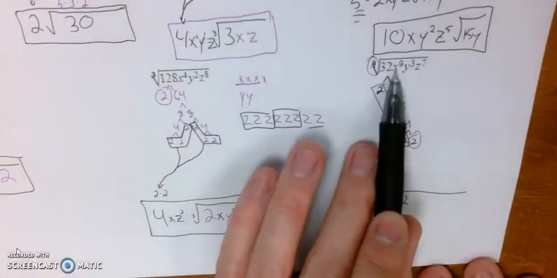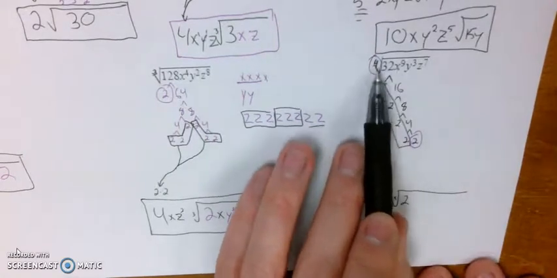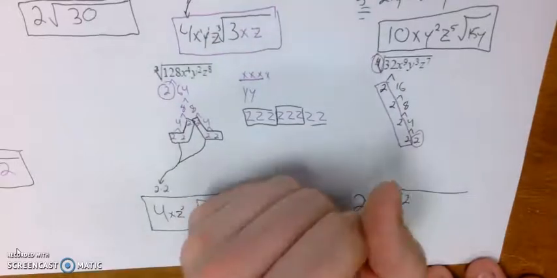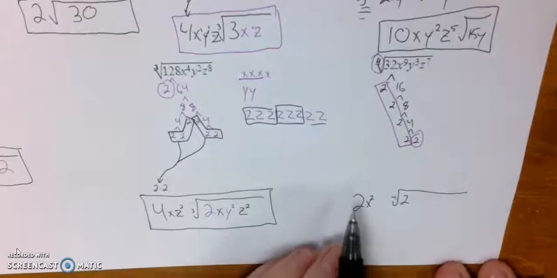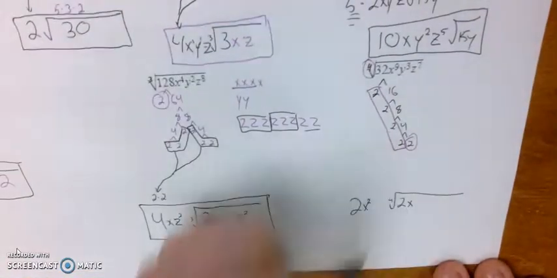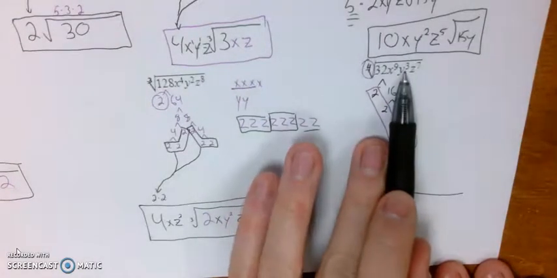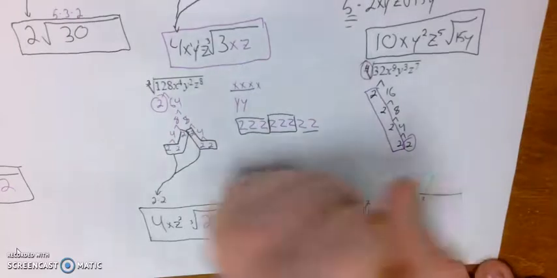So now let's take a look at our variables. I have x to the 9th. If I were to split that into groups of 4, if I have 9 x's, that would be enough for 2 groups of 4. So that accounts for 8 of them, and then I'd have 1 x left over. If I have 3 y's, I don't have enough to make a single group of 4, so all 3 y's stay inside the radical.